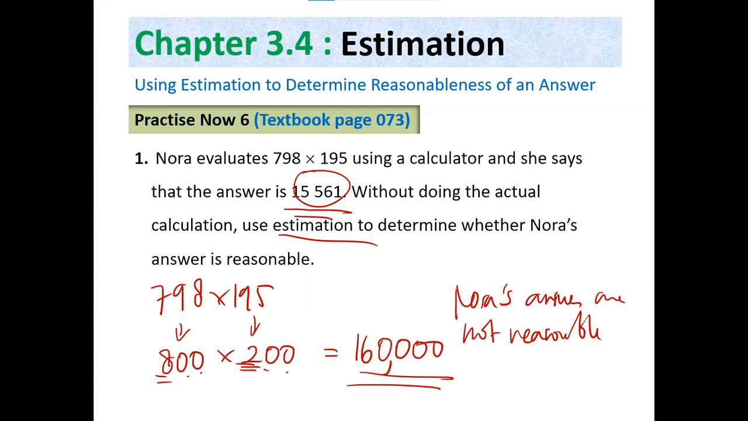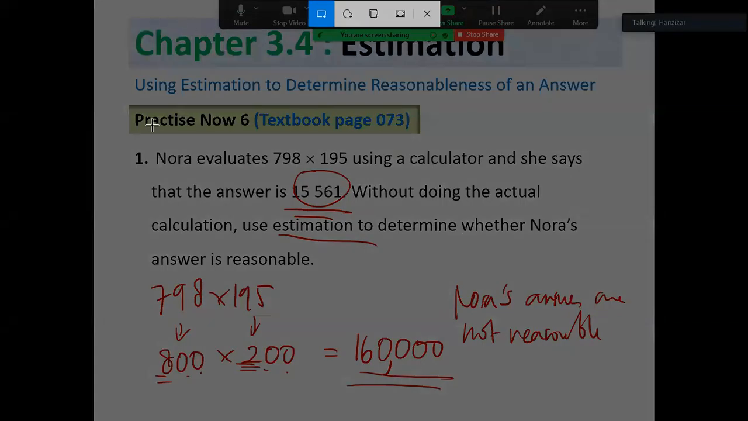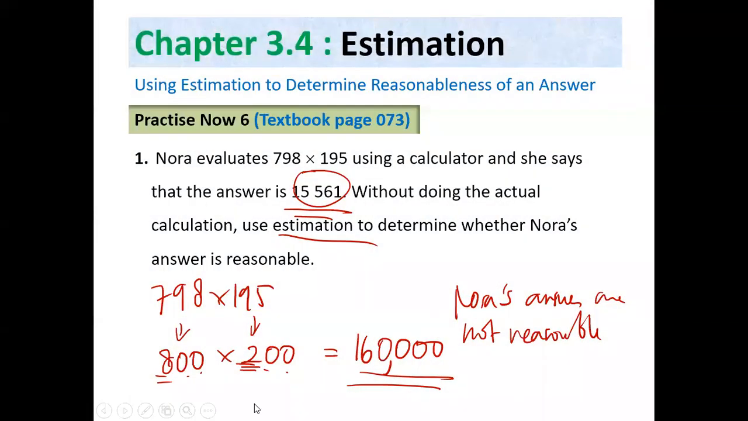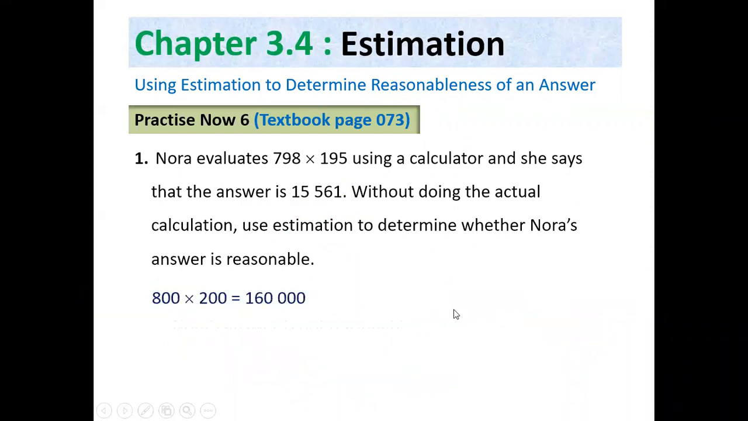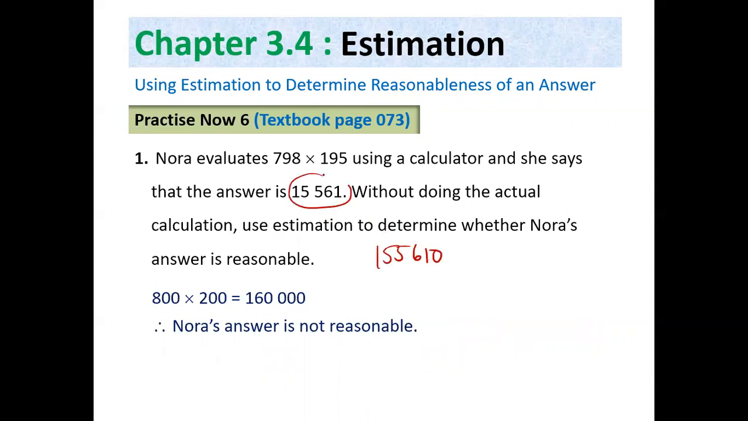Okay, why? Because it's way too far from what we estimate. The estimated value is not the right answer, but it will be the nearer answer. Let's try to check. See, as simple as that. But if you want to calculate on your calculator, Nora's answer is wrong. It's supposed to be 155610. She forgot the zero. So when we do the estimation, we can check whether it is reasonable or not.